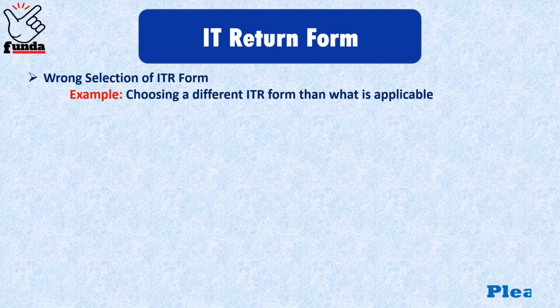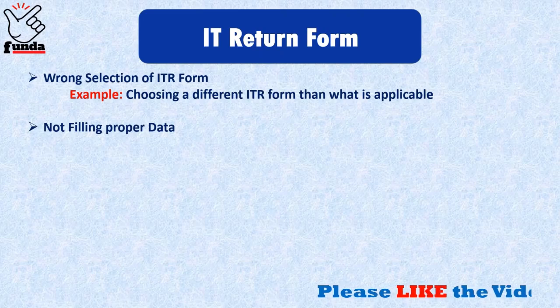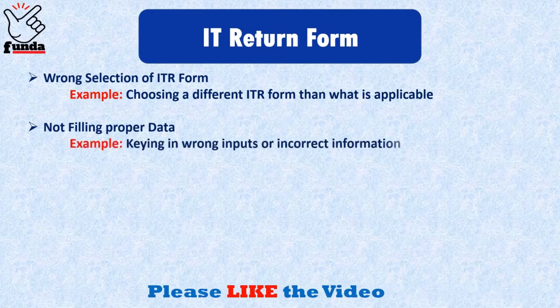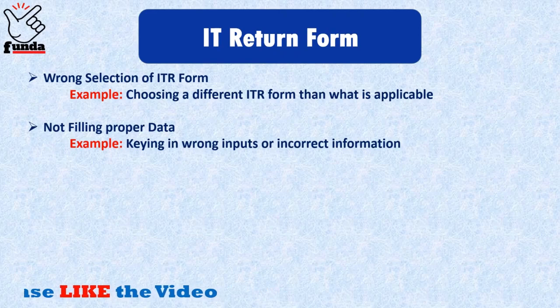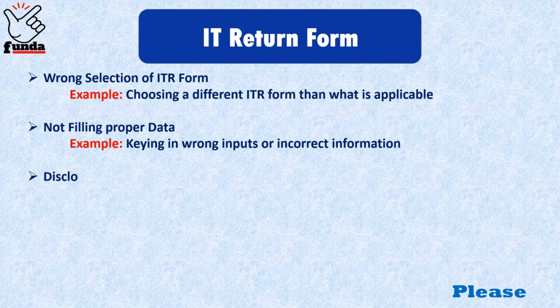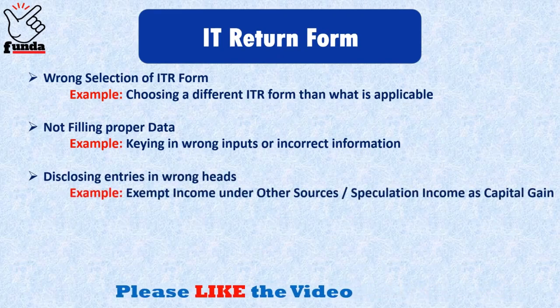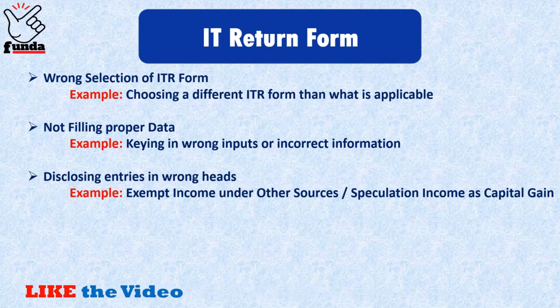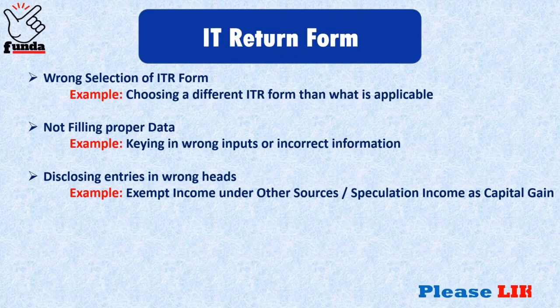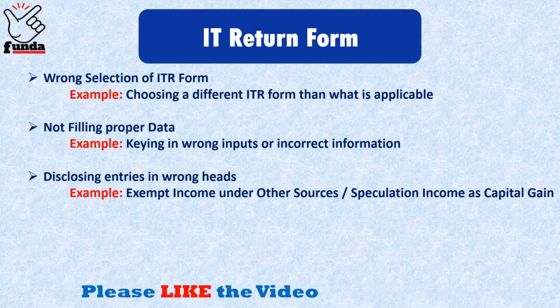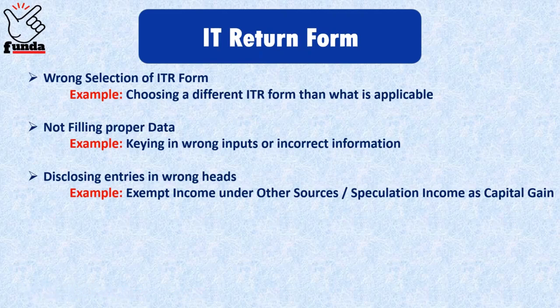The next common mistake is filling up wrong data in the ITR form. For example, keying in wrong inputs in various fields, say address or Aadhaar or any other field for that matter. The next common mistake is disclosing wrong entries in wrong heads. For example, exempt incomes being shown as income from other sources or speculation income being shown as income from capital gains. To know more about income from capital gains, please watch my video on the subject. The link of the video is given in the description box below.